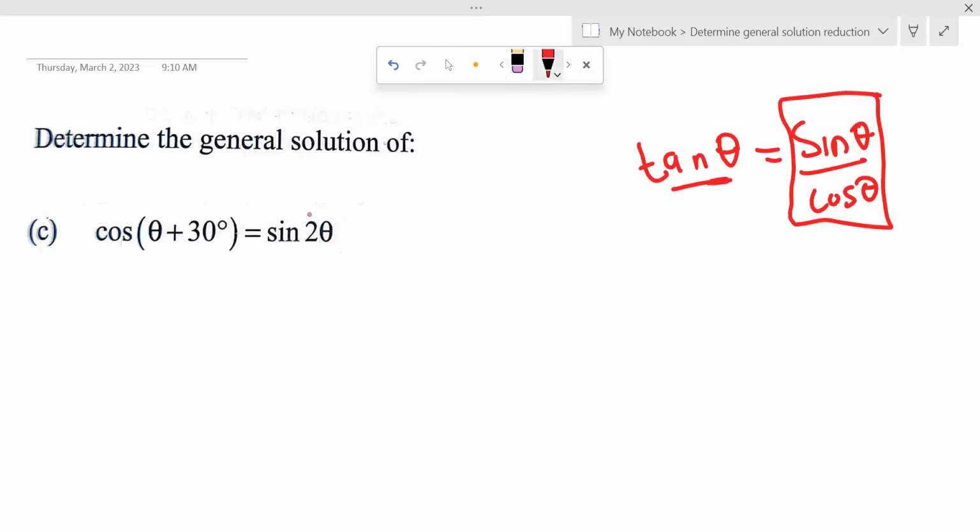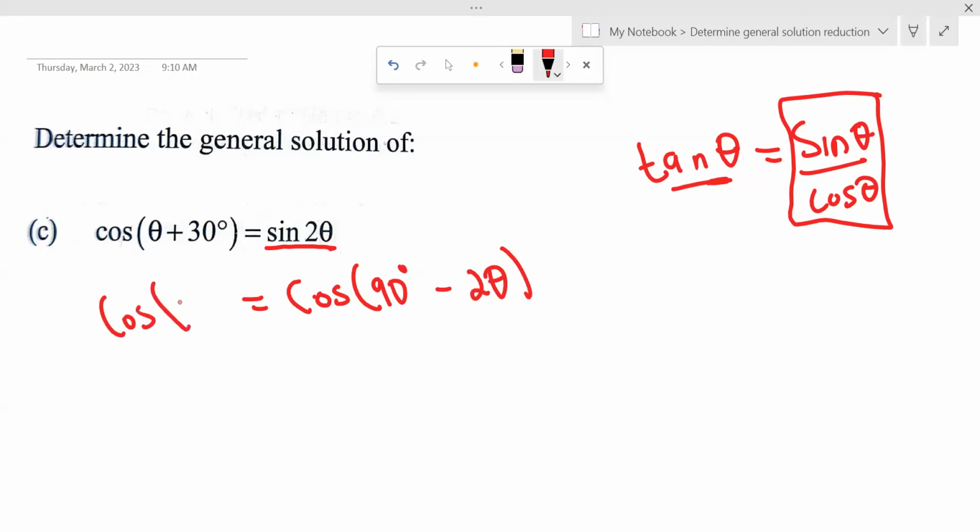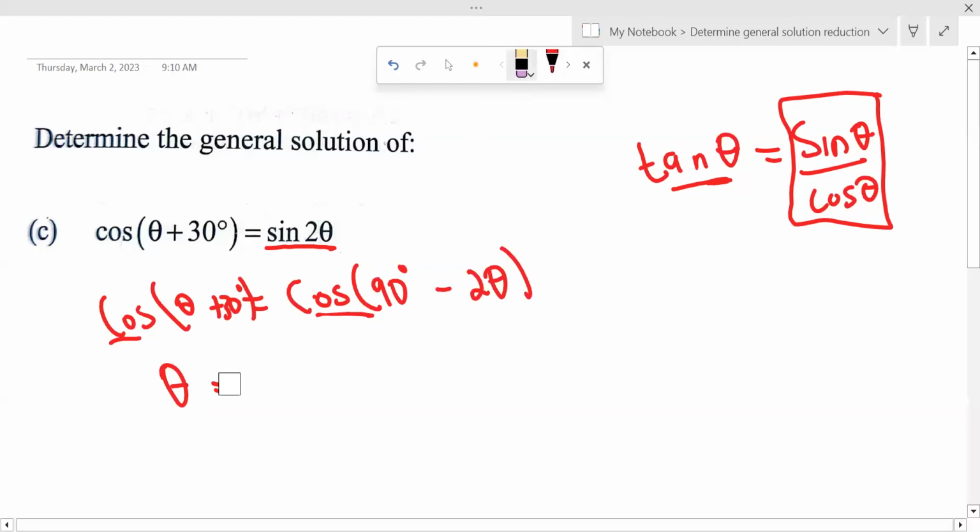So in this case, we're going to reduce this. We're going to write it as a reducing angle. So if we write this as a reducing angle, this can be written as cos of 90 degrees minus 2 theta. And then this is going to be cos of theta plus 30. Now from here, we can clearly see that we have cos equal to cos, then we have theta plus 30.